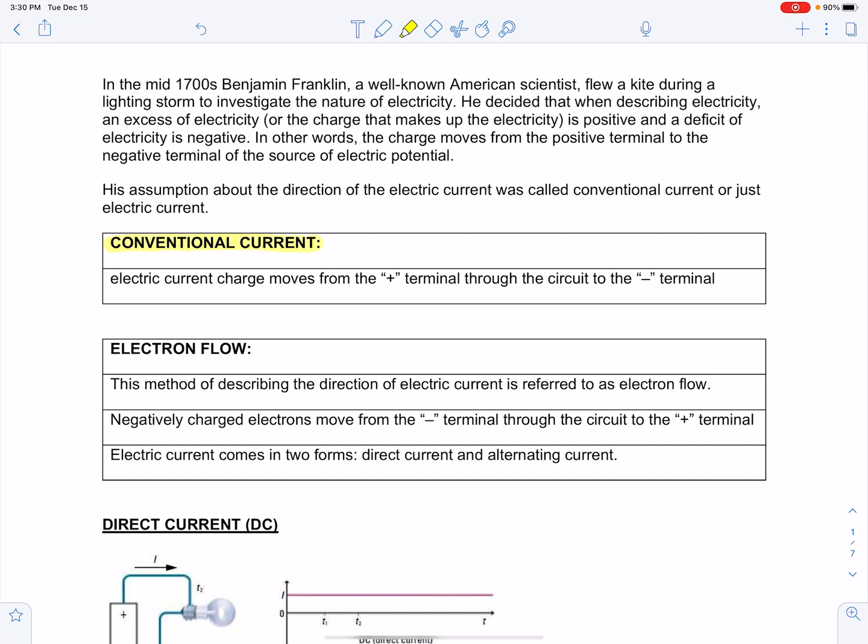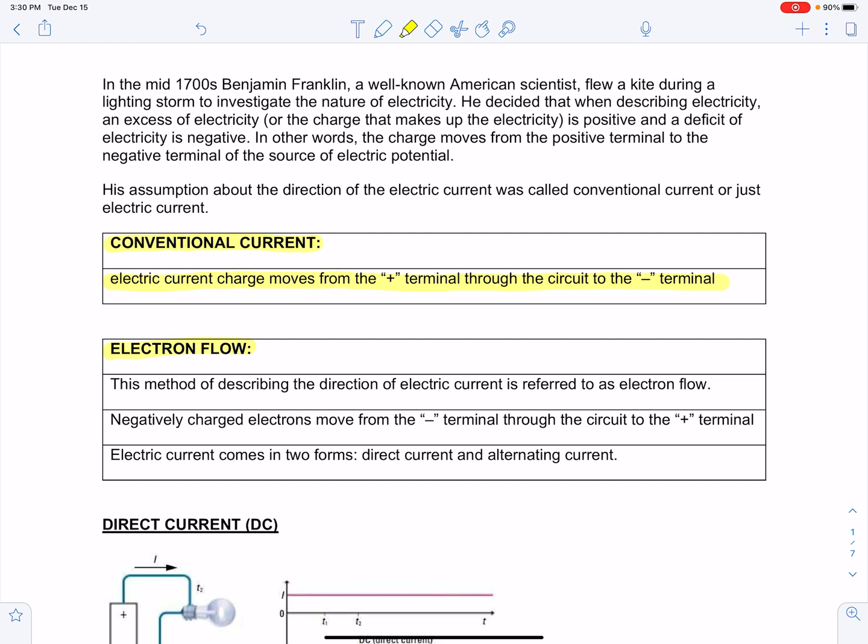Conventional current is defined as the electric current charge that moves from the positive terminal through the circuit to the negative terminal. Now, electron flow theory: this method of describing the direction of electric current is referred to as electron flow. The negatively charged electrons move from the negative terminal through the circuit to the positive terminal.